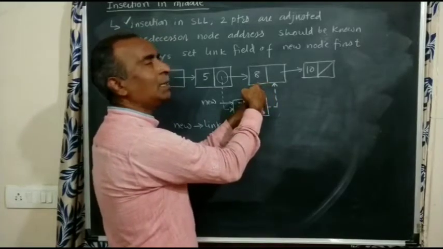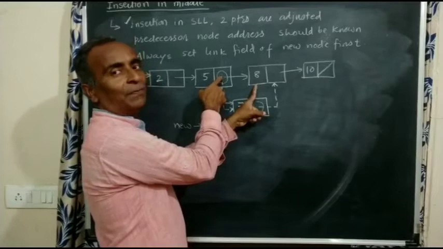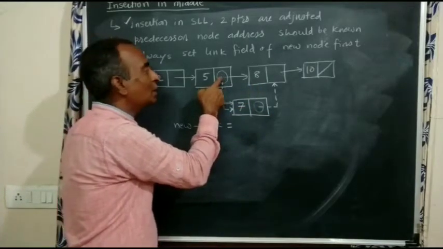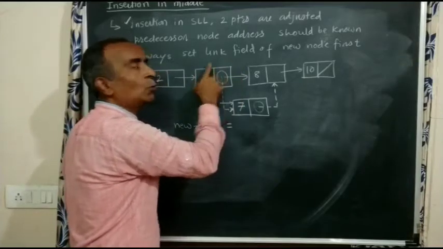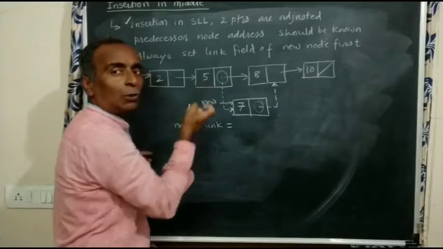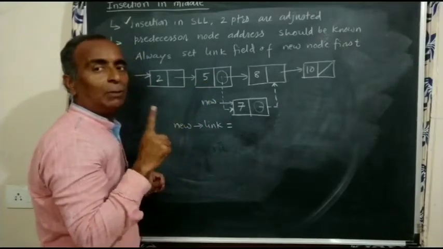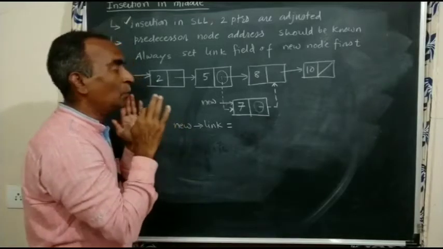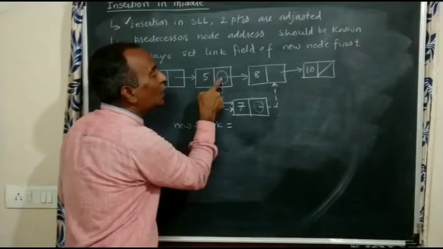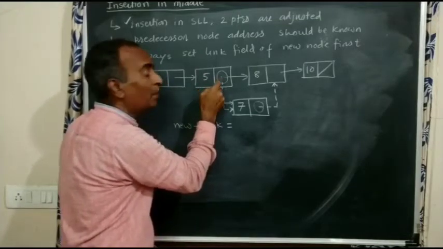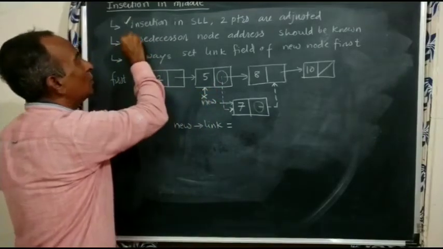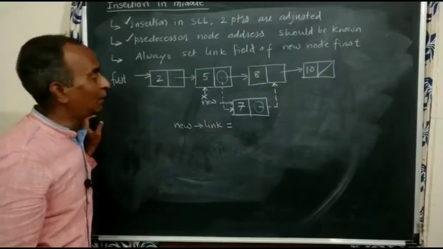Where is this node's address? In this link field. Can you access the link field of this node? No, you cannot, because you should have the address of the node to access any field, either info or link. This node's address is not there. So whenever you are inserting, you should know the predecessor node's address, then only you can access this link field. So assume now this address is in X. So the need of the predecessor node we have seen.